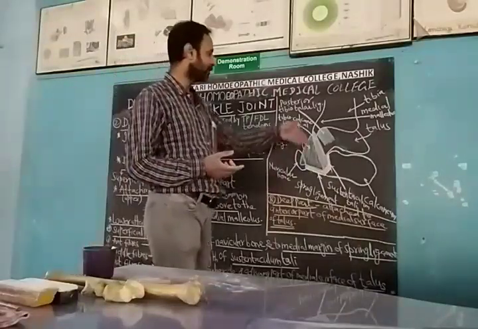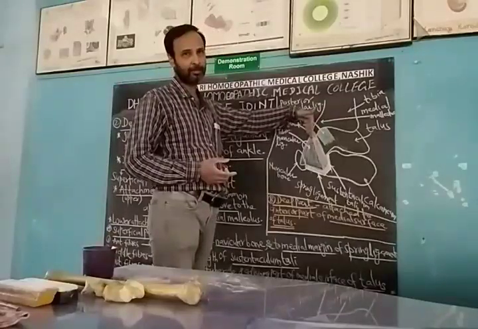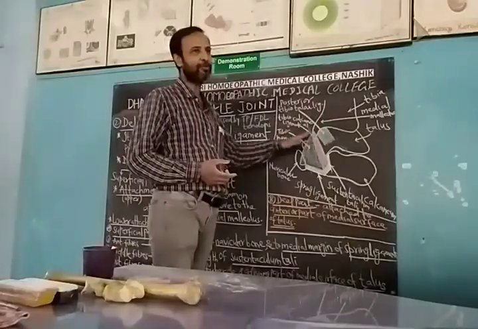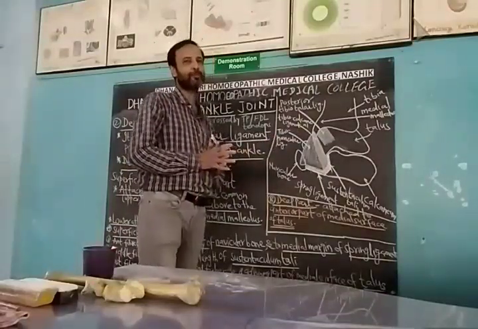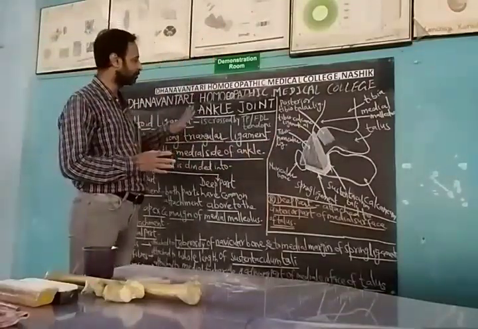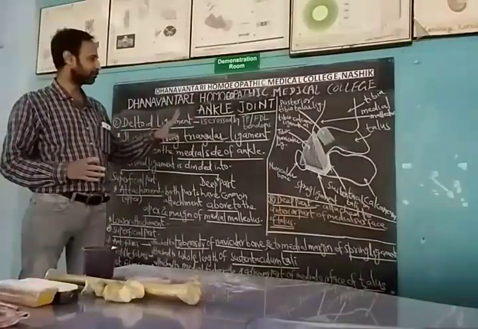And the deep part is attached deeper to it, to the anterior aspect of the medial surface of the talus. Therefore, it is also called the anterior tibiotalar ligament. Now this is the deltoid ligament, or medial ligament.